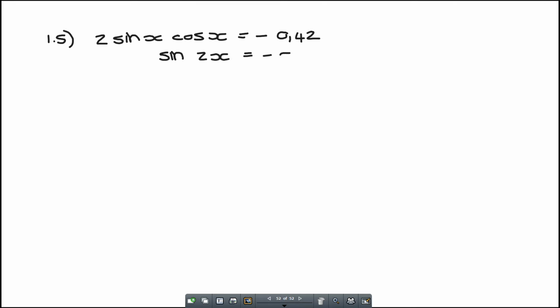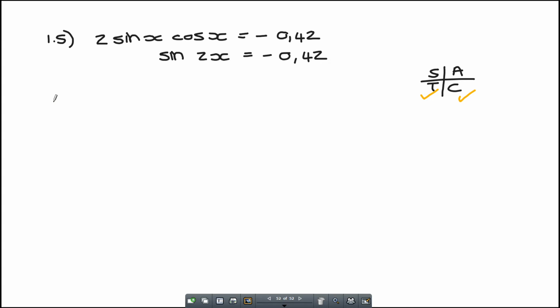Okay, then 1.5. 2 sin x cos x is gelyk aan minus 0,42. Okay, so that 2 sin x cos x is the same as what? Right? So sin 2x. Sin 2x is equal to minus 0,42. Okay, so we can see that sign will be negative. En waar gebeur dit? Third and fourth.